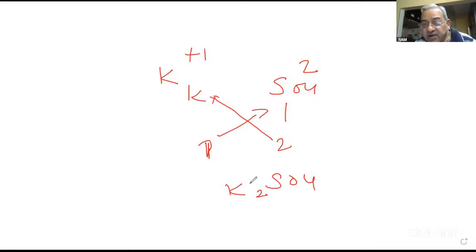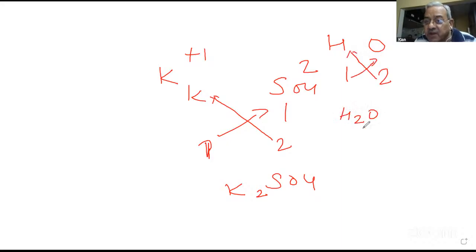The valency is cross multiplied, right? See, in case of H2O, how does it form? H is having valency 1, oxygen having 2. So when they are forming, they will form like this, H2O, right? But when they are doing chemical bonding or chemical reaction, cross multiplication will be there. What is the formula? So it will be H2O.